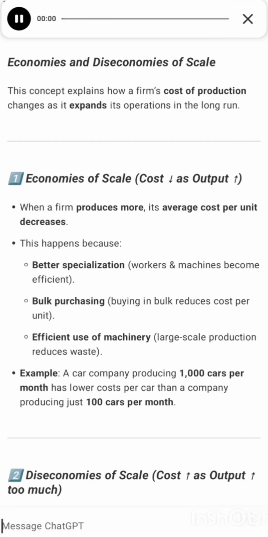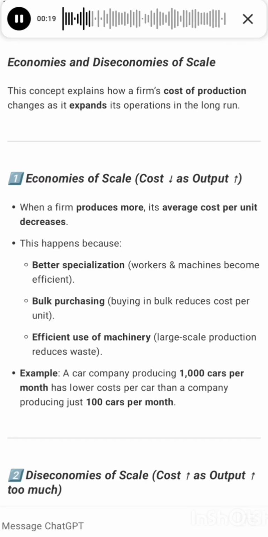Economies and diseconomies of scale. This concept explains how a firm's cost of production changes as it expands its operations in the long run. 1. Economies of scale, cost down as output goes up. When a firm produces more, its average cost per unit decreases.